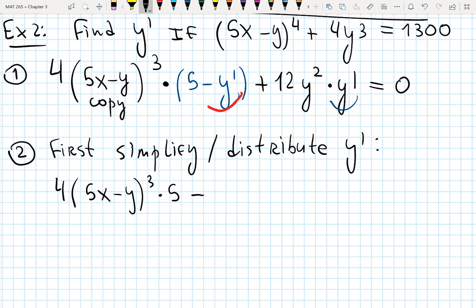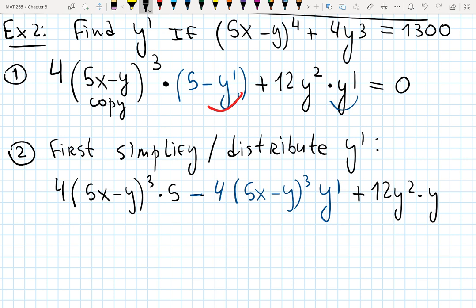Minus. And now that's the important piece. I'll put it in blue. 4 (5x minus y) cubed times y prime. That's the piece I need. That's why I wanted to distribute. This piece is good. 12y squared times y prime. And the right hand side is just 0.